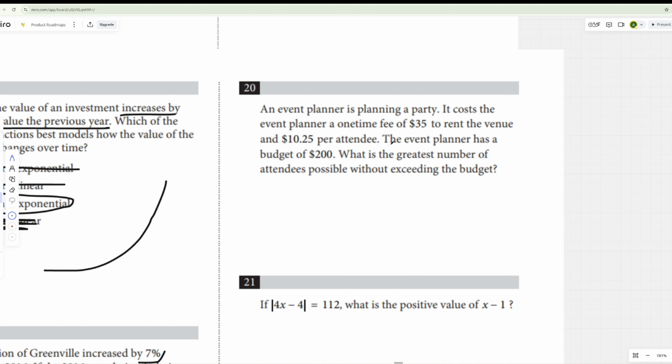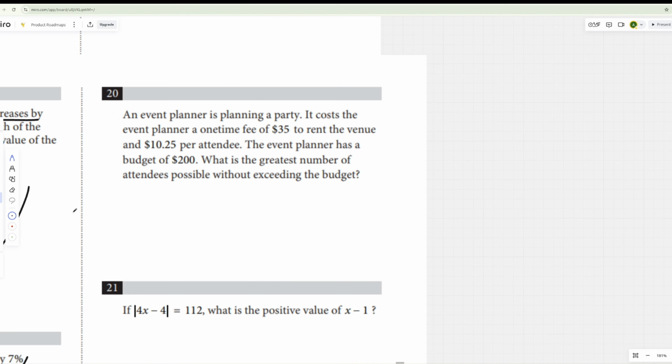Number 20. An event planner is planning a party. It costs the event planner a one-time fee of $35 to rent the venue and $10.25 per attendee. The event planner has a budget of $200. What is the greatest number of attendees possible without exceeding the budget? Greatest number, immediately you think inequality. So a one-time fee, right? So there's always going to be a 35 plus.